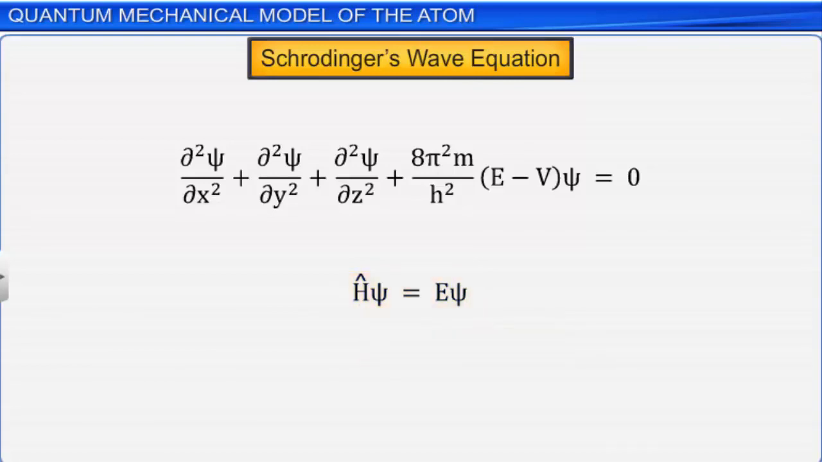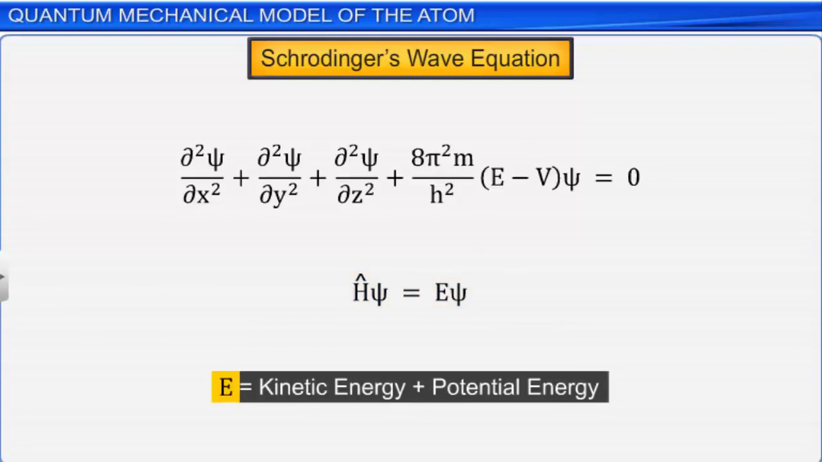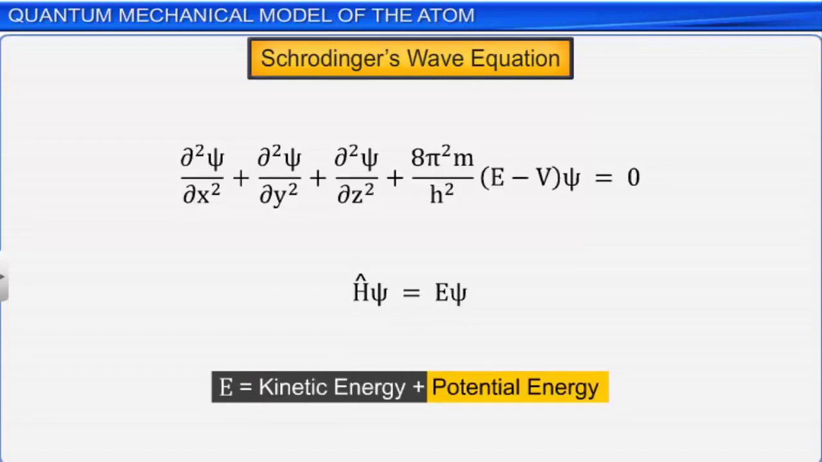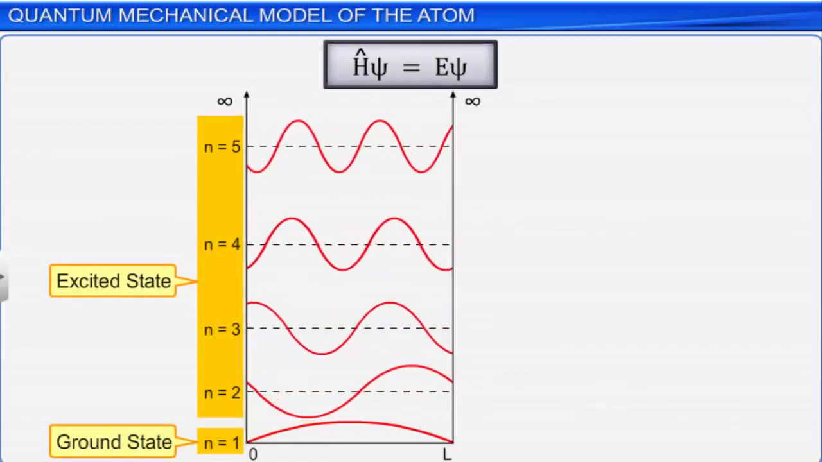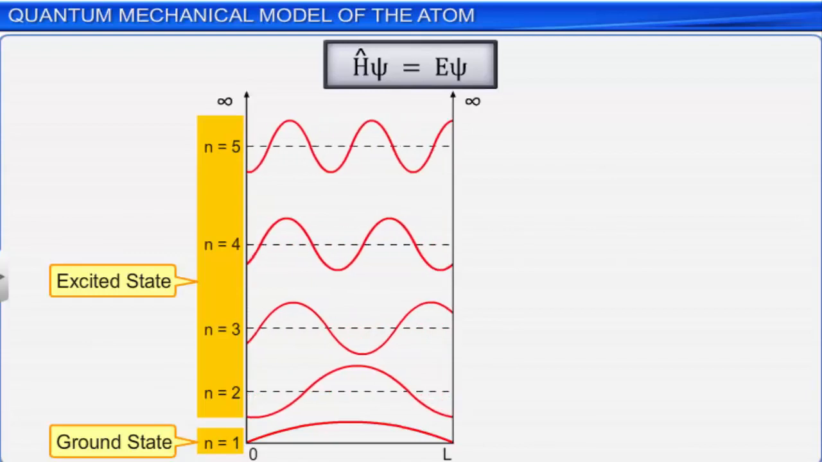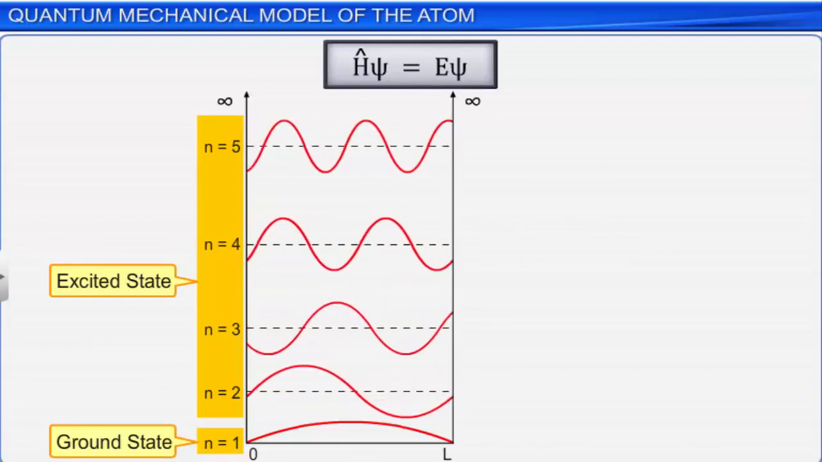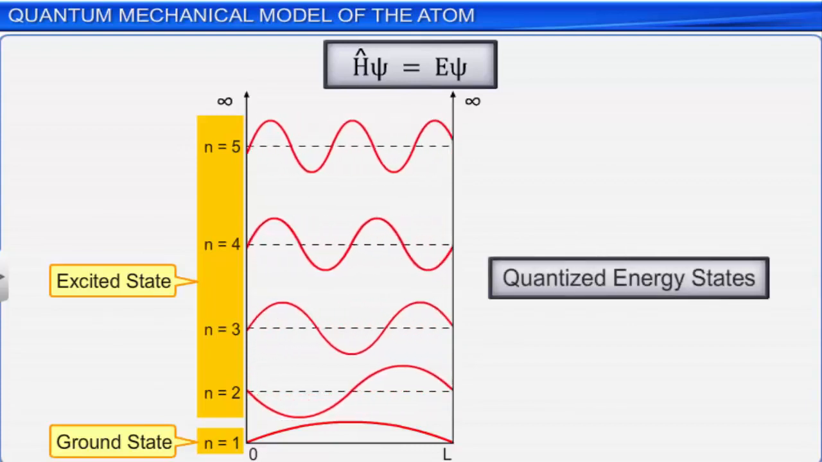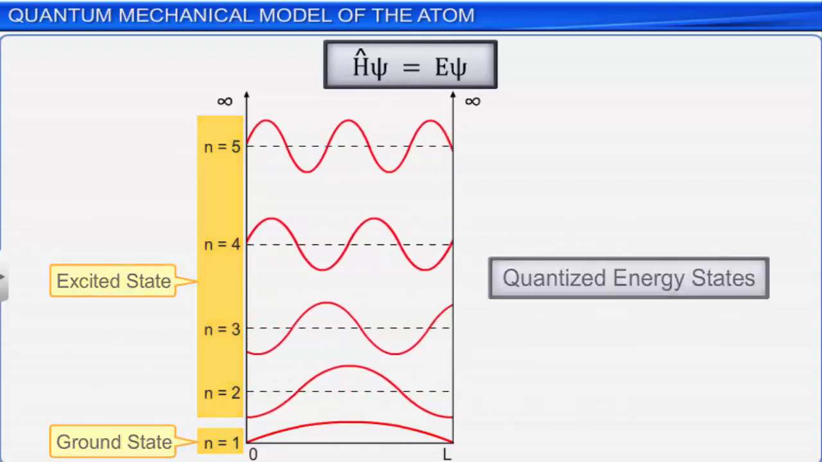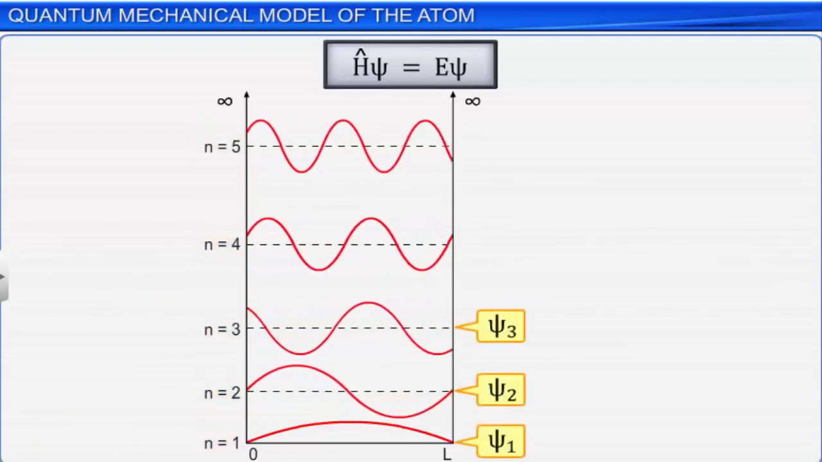In this equation, E stands for total energy of the system, which includes kinetic energies of all the subatomic particles and potential energy due to attractive and repulsive forces operating in an atom. When Schrödinger wave equation is solved for an electron of an atom, such as hydrogen atom, it gives the values of the possible energy levels in which the electron can move, called quantized energy states, as well as the wave functions corresponding to these energy levels.